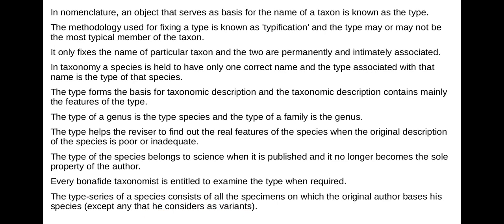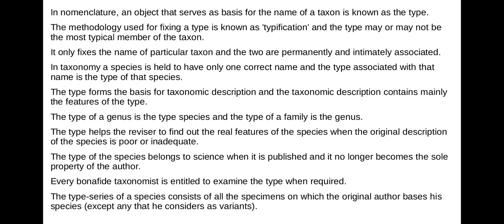Then next is about type method or typification. In nomenclature, an object that serves as a basis for the name of a taxon is known as the type. The methodology used for fixing a type is known as typification, and the type may or may not be the most typical member of the taxon. It only fixes the name of a particular taxon, and the two are permanently and intimately associated.